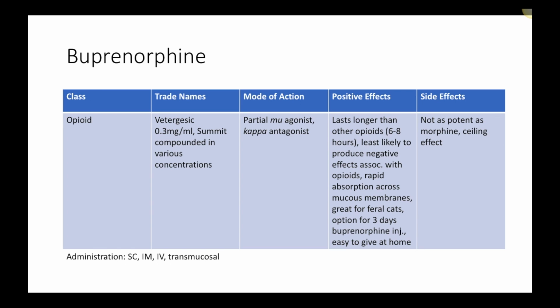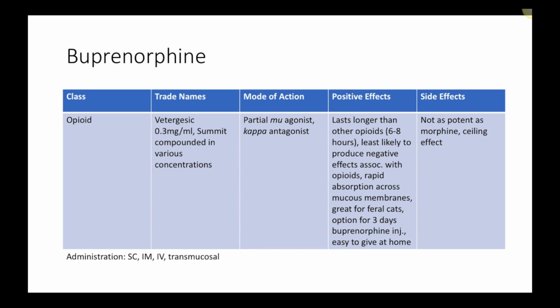It has rapid absorption across mucous membranes. Really great for feral cats because of this, because when they're hissing at you, you can just spray a little bit of buprenorphine in their mouth and it gets absorbed quite rapidly. There is also an option for 3-day buprenorphine injection, which makes client compliance much higher. And then, of course, going back to that mucous membrane absorption, the transmucosal version, clients really like that one at home. It's much easier to give than a pill.